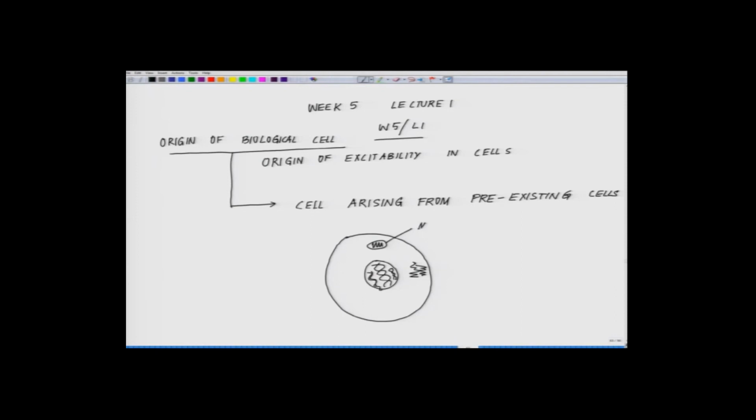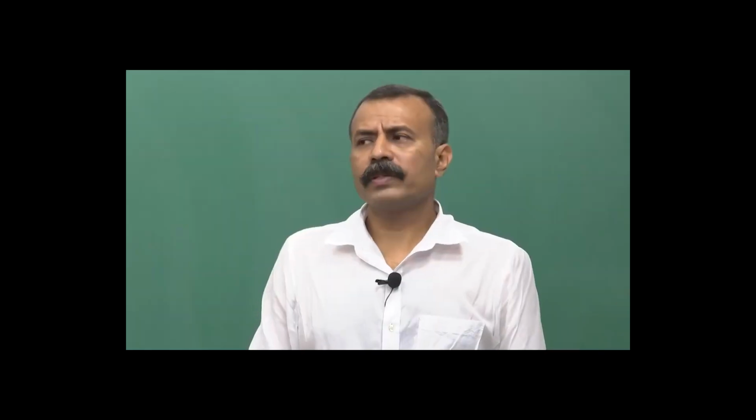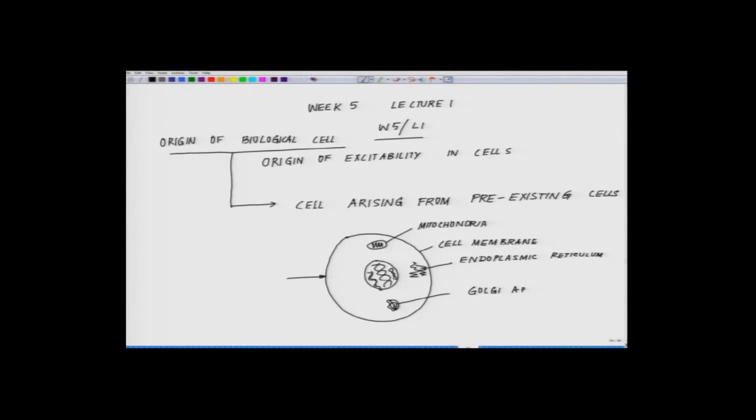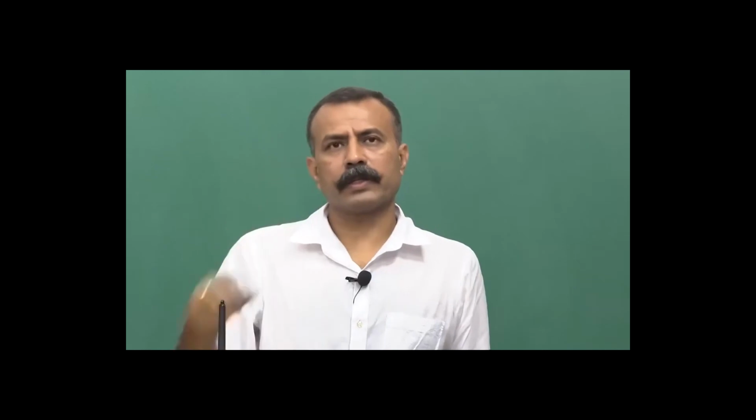So, this is the mitochondria, cell membrane, endoplasmic reticulum, okay. Then you have Golgi apparatus and so on and so forth. It is a very complex structure. So, the very first thing which may have happened is the formation of the cell membrane, that whole assembly of phospholipid bilayer which made up the cell.